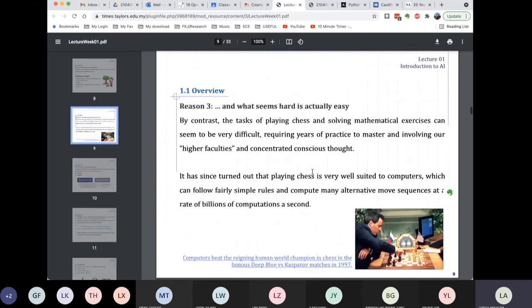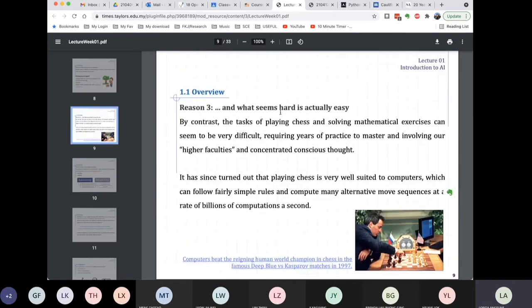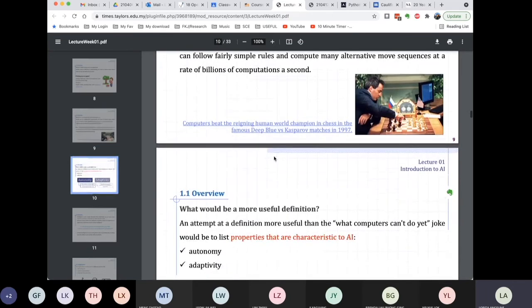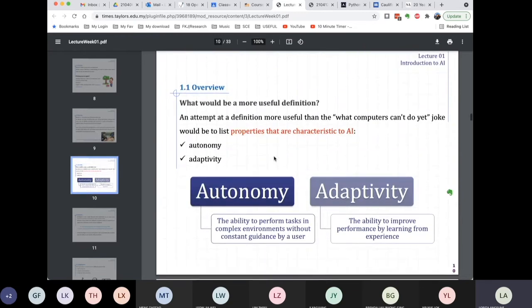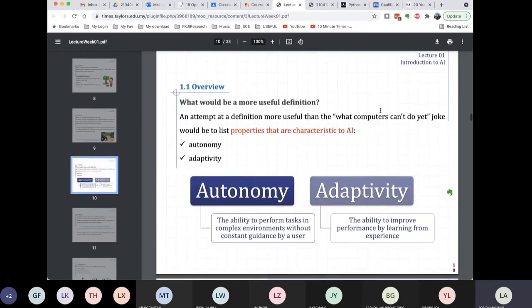Based on the things that we have discussed here, we have at least three reasons for how we can define AI and what would be a more useful definition. We can no longer use terms like what computers can and can't do, because with the advancement of technology, a lot of things will become even more abstract. So in order to define AI, it is more proper to understand the properties that are characteristic of AI. These are the two properties we can use to characterize AI.